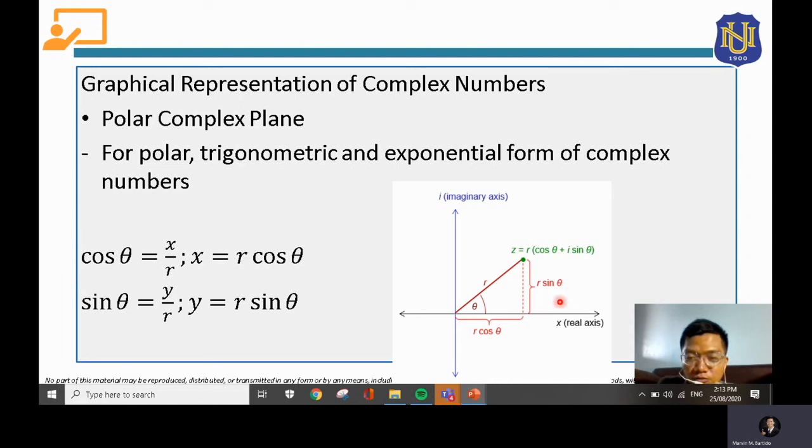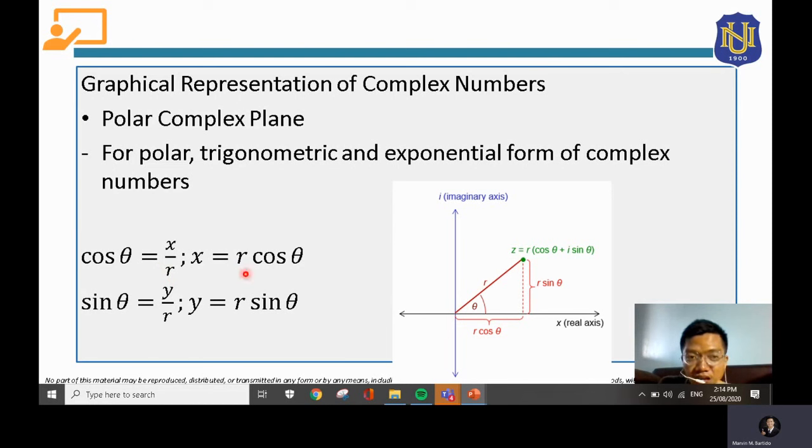But here, class, if we are given r and theta, to solve for the value of x and y, which are the real and imaginary parts of a complex number, we can use this triangle. We know that this is r, this is theta. This side of this triangle is actually x, the real part of the complex number. And this vertical side is actually y, the imaginary part of the complex number. If you're going to solve for x, cosine theta is actually x over r.